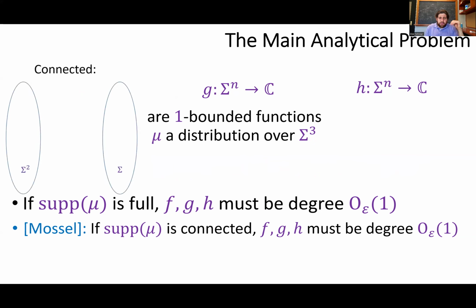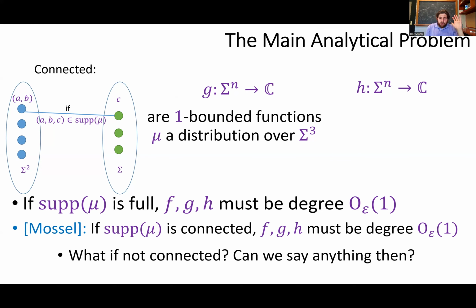So let me very briefly tell you what it is. Consider a bipartite graph whose sides are sigma squared and sigma. And you connect the vertex (a, b) with the vertex c if a, b, c are in the support of mu. Then we say that the support of mu is connected if this bipartite graph that we just drew is connected. So it's clear that if the support of mu is full, this is just a complete bipartite graph. So of course it's connected, but the converse is not true. So something can be connected but not full.